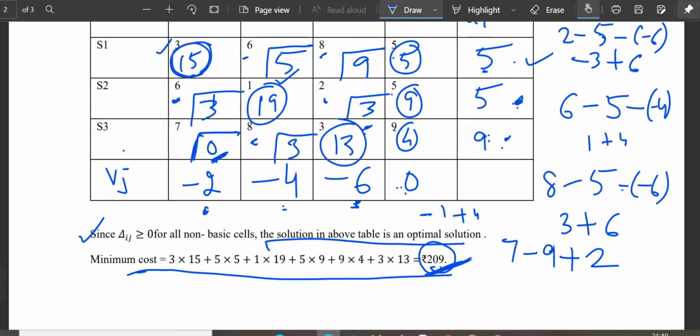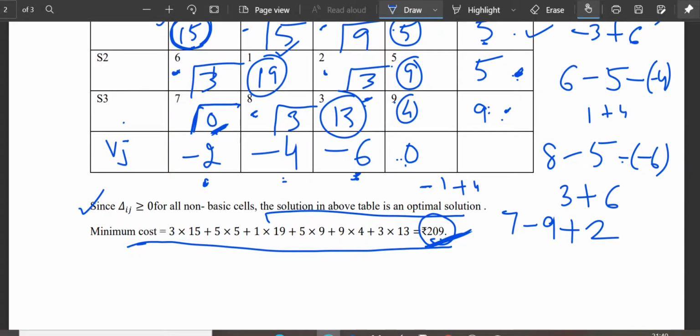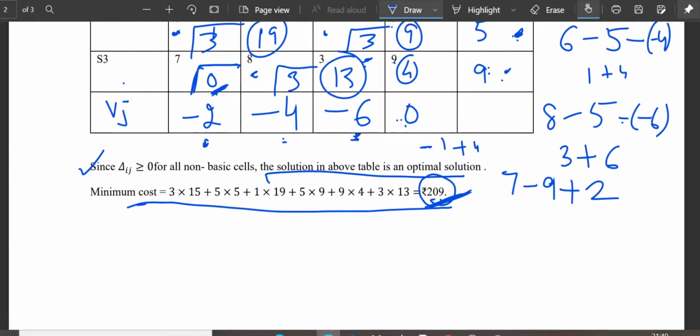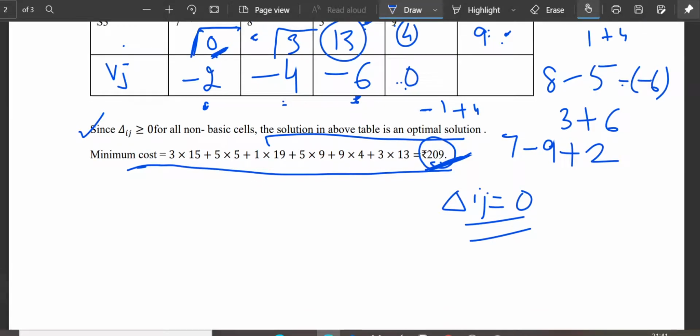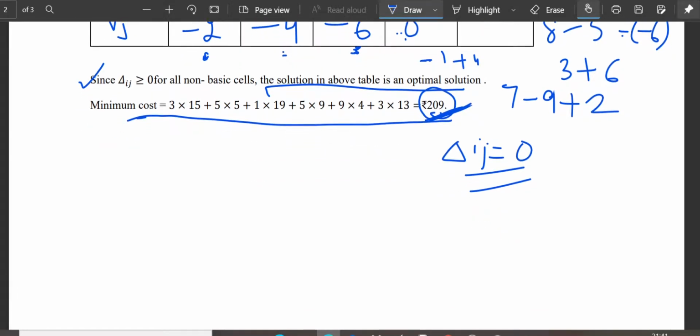So this is how the Modi method is to be done. In each and every case you will practice Modi method. Okay, so the procedure will remain same. The only few things you have to remember, that if delta ij is coming out to be 0, then it indicates that there is more than one way of doing the transportation part. Okay, this is called multiple optimal solution or alternate optimal solution.